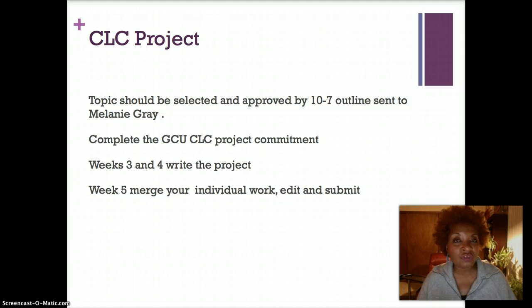I want to congratulate you because these next 3 weeks are going to go pretty quickly. So your goal is to take this week and next week to write your project, and then use your 5th week to merge it and edit it for submission. You don't want to do your research in the last week if you can avoid it. It will really help you. If you have any further questions, I'll look for them on the forum.